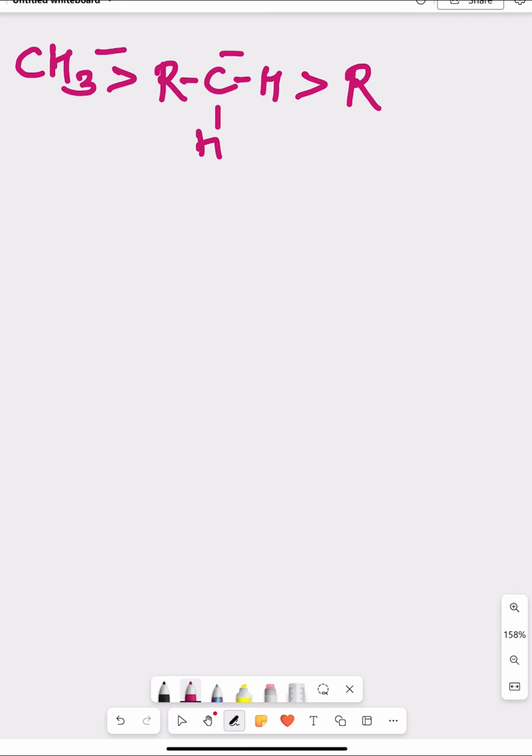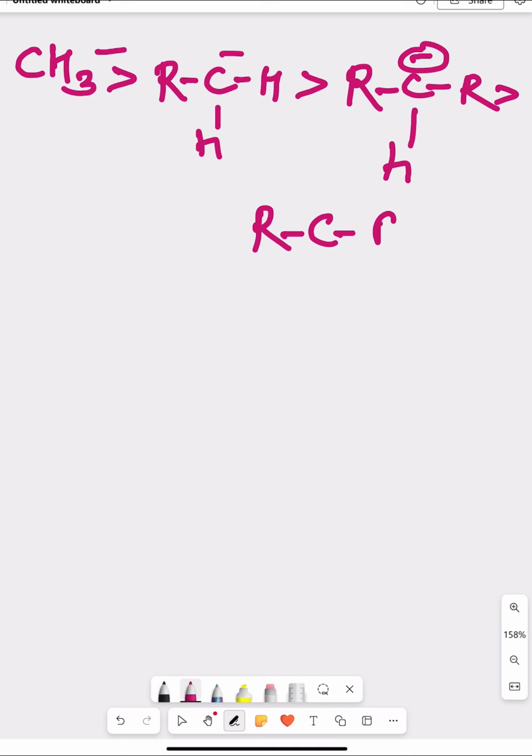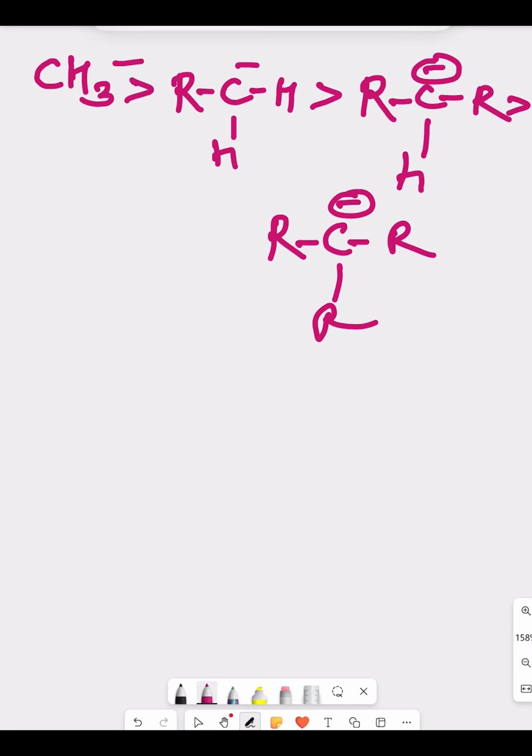Here I'm showing the order of stability of carbanion, and at the end of this video I will add some images which show the order of stability of carbocation, carbanion and free radical as affected by alkyl groups. More alkyl groups means the least stable carbanion.